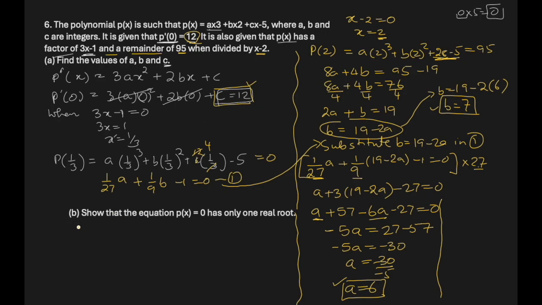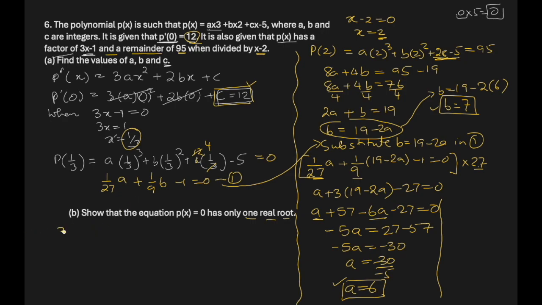B part. Show that equation P(x) equal to 0 has only one real root, and that real root is, they've already given 1/3, isn't it? They said 3x minus 1 divides it completely. That means that is the only root. What they mean is the remaining part does not have any root. So what is the remaining part?